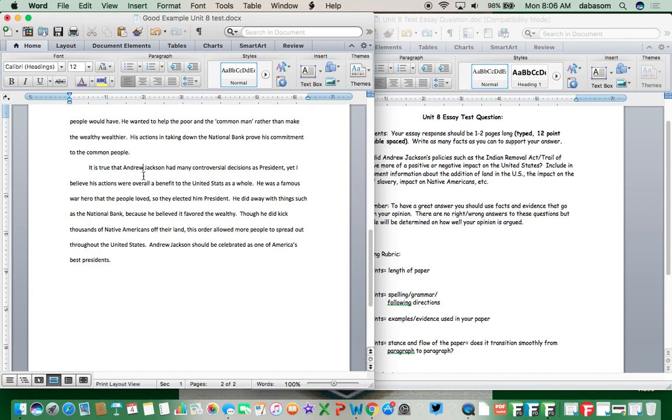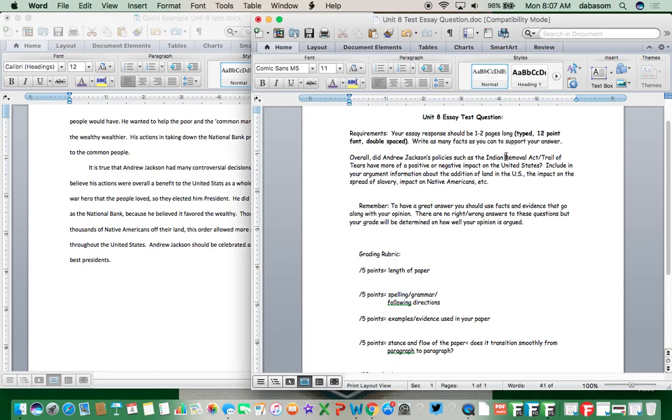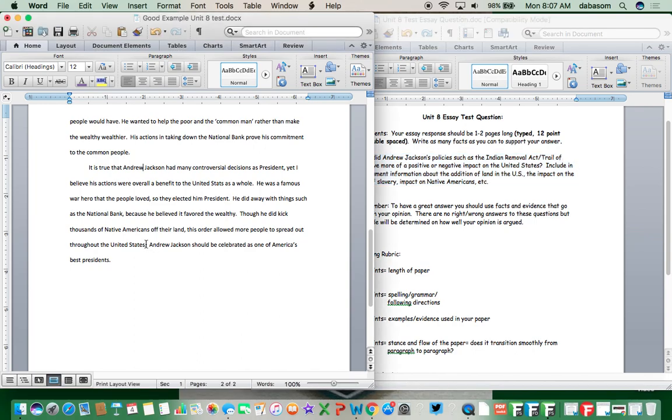Closing paragraph. It is true that Andrew Jackson had many controversial decisions as president, yet I believe his actions were overall a benefit to the United States as a whole. He was a famous war hero that the people loved, so they elected him president. He did away with things such as the National Bank because he believed it favored the wealthy. Though he did kick thousands of Native Americans off their land, this order allowed more people to spread out throughout the United States, again going right back to the main purpose of the essay. Andrew Jackson should be celebrated as one of America's best presidents.